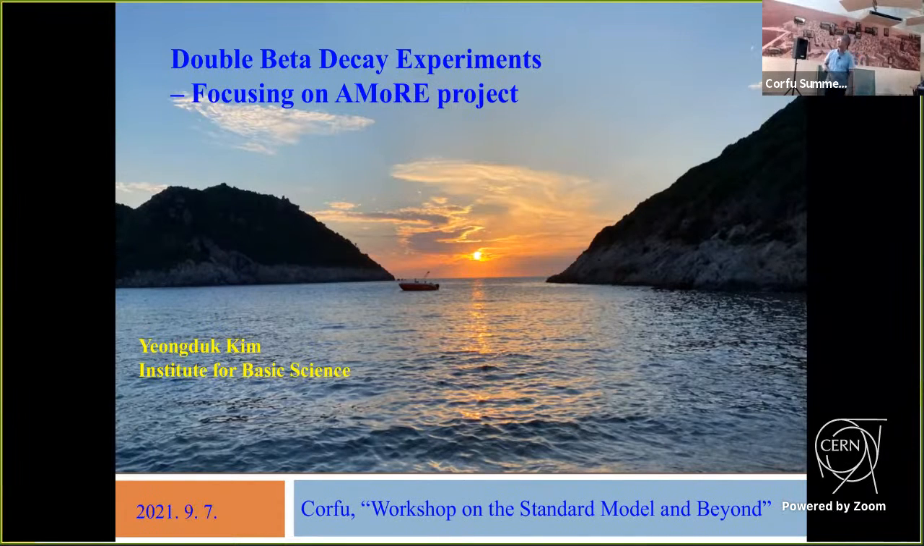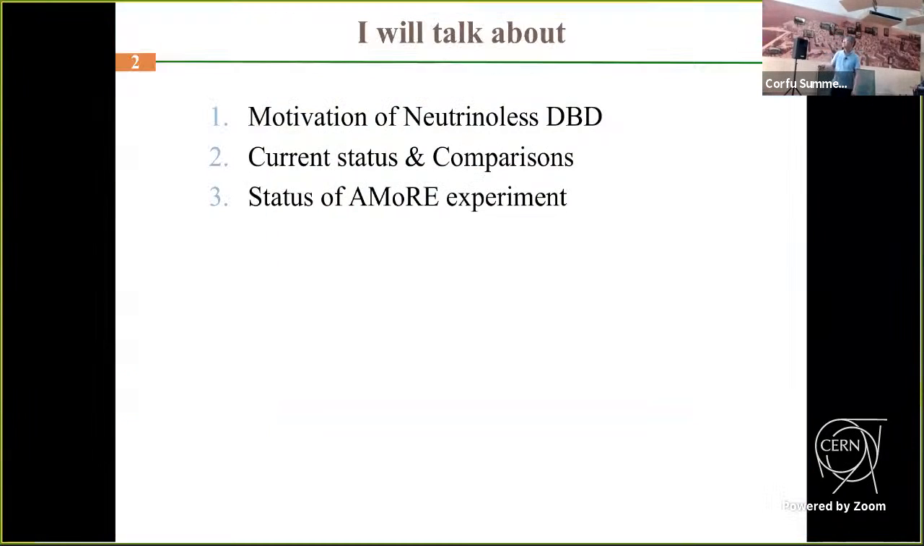I'll talk about the double beta decay experiment. Basically, I will talk about some motivation for neutrinoless double beta decay, and I will not really completely review the current status of the experiment, but just a little bit.